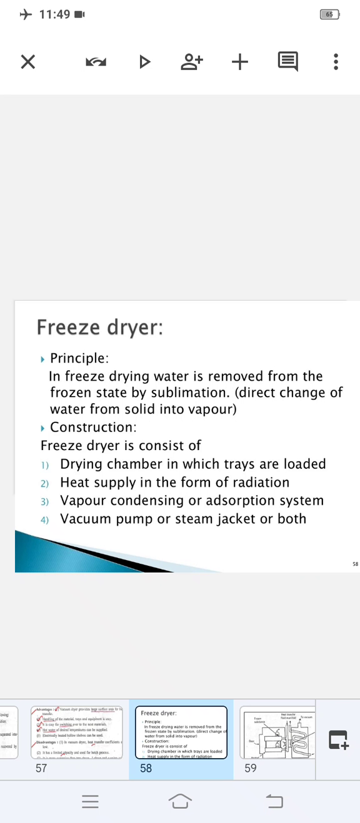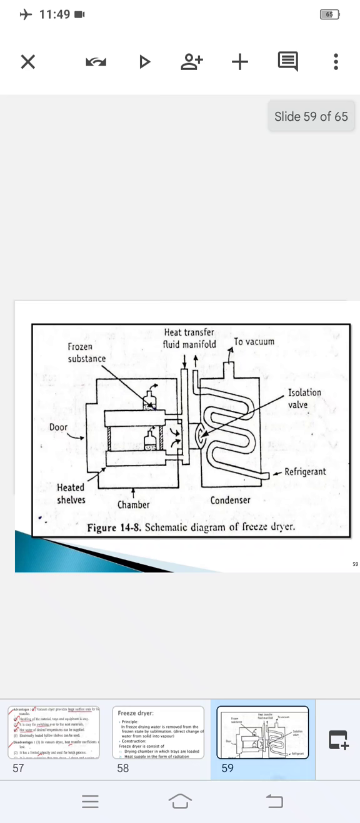Okay, the drying is achieved by subjecting the material to the temperature and the pressure below its triple point. Triple point means, in practice, you can say the eutectic temperature. Okay, and in this condition any heat that is transferred is used as a latent heat, and ice sublimes directly into the vapor state. Now how is it constructed?